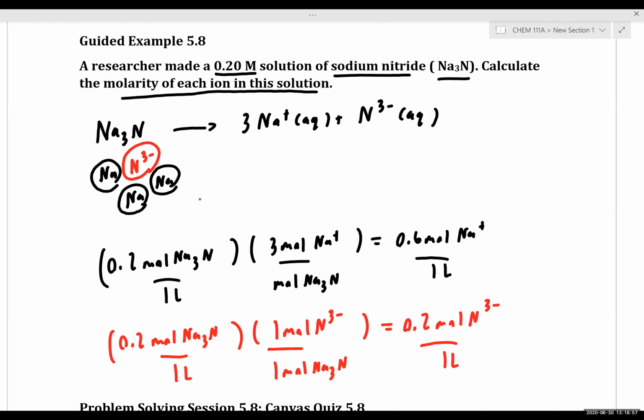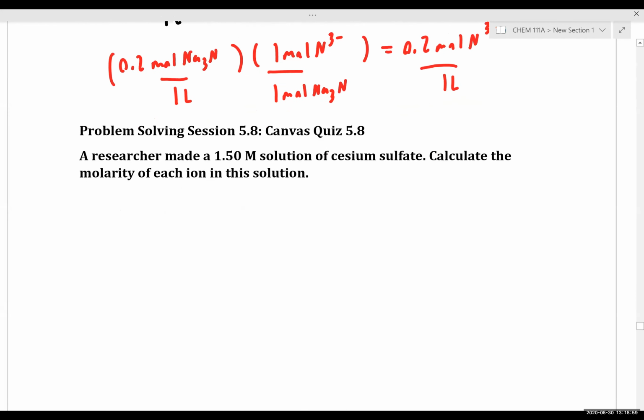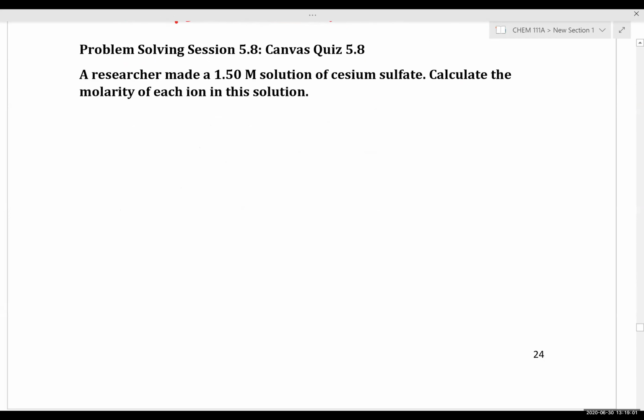Okay, so let's try to apply what we've learned to the following example. So let's suppose we were looking at a 1.5 molar solution of cesium sulfate, and I'd like you to calculate the molarity of each ion in the solution. Notice you now have to rely a little bit on your nomenclature skills and be familiar with how to write the formulas from the name.